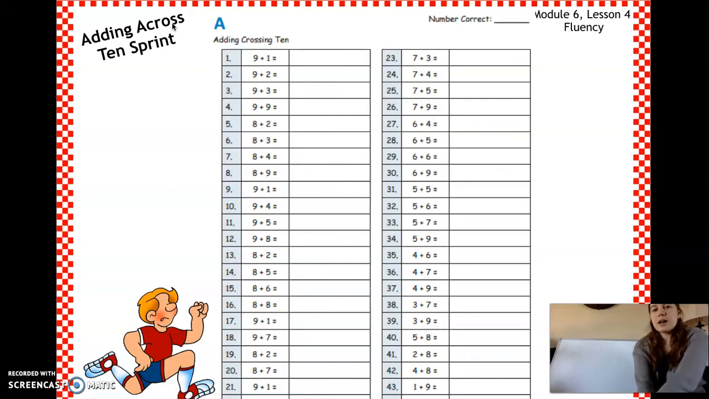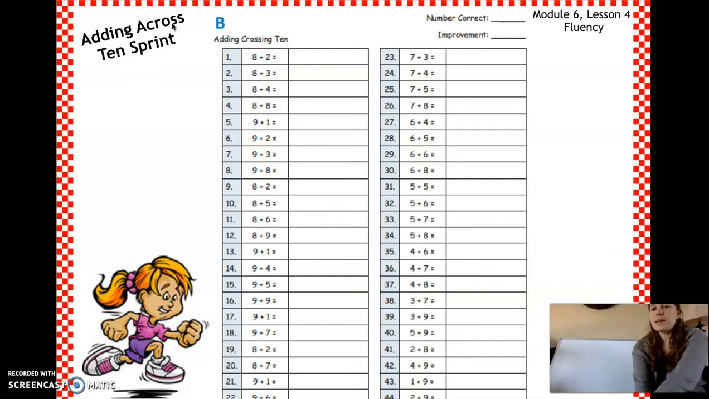Okay, here is our sprint book. So just like yesterday, you can pause this video, start a 2-minute timer, and look at the numbers and answer them on your separate piece of paper. When you're all done, you can replay the video and move on to part B. I know you're going to do amazing. Good luck.